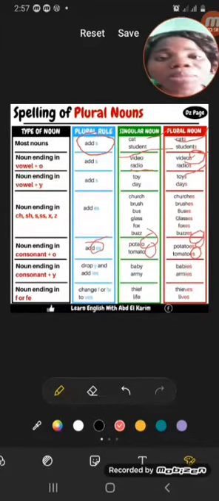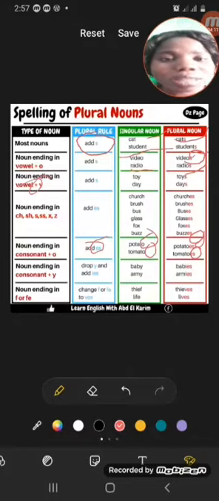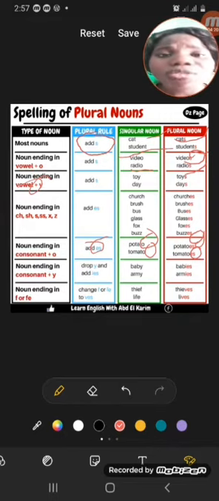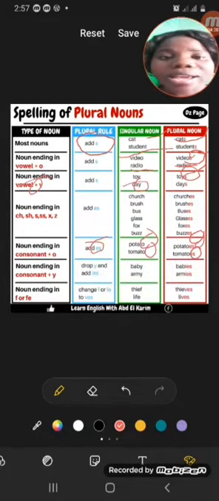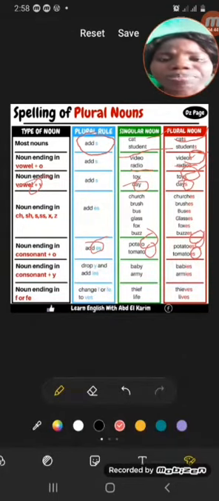Sometimes when you come across a word that ends with Y and you want to make it plural, you change the Y to IES. And sometimes you don't change it at all. You only add the S. Like you have toy. What is the plural of toy? The plural of toy is toys. You only add your S. What is the plural of day? The plural of day is days.